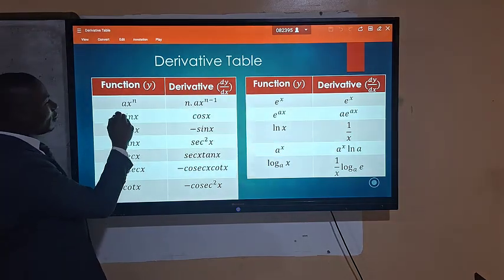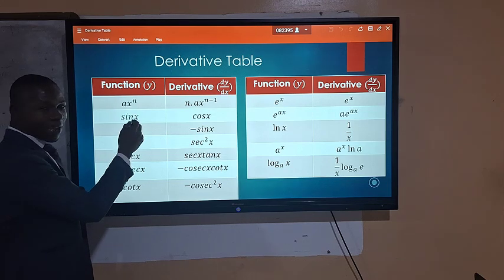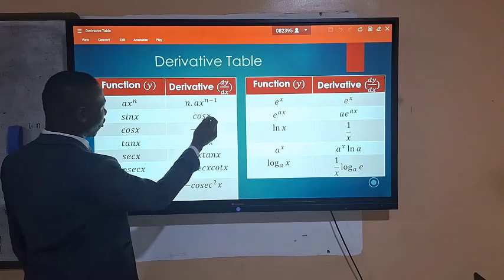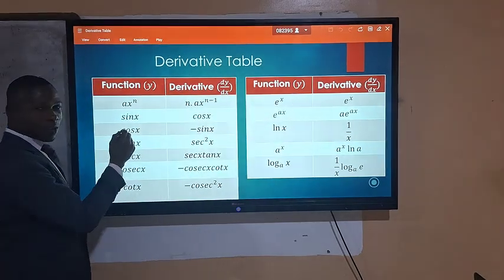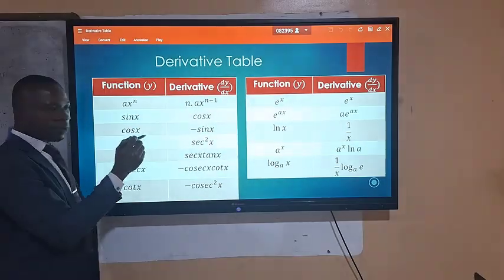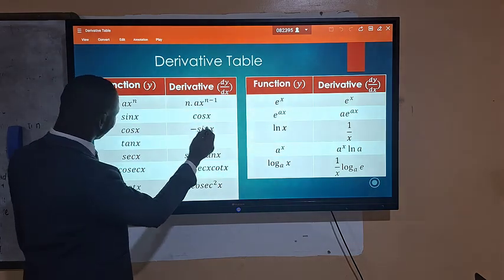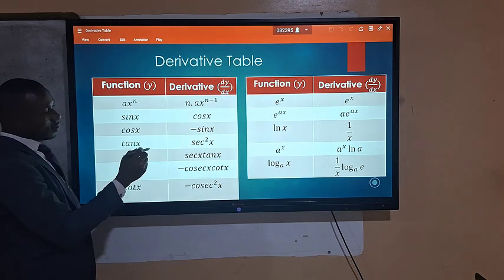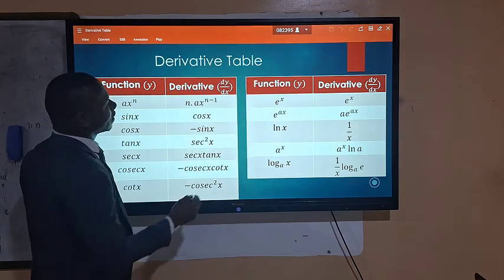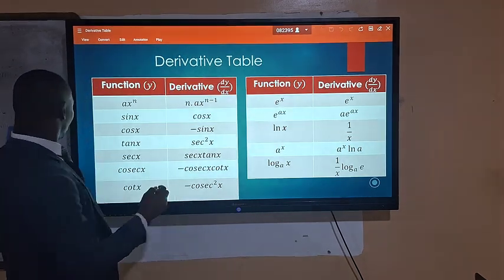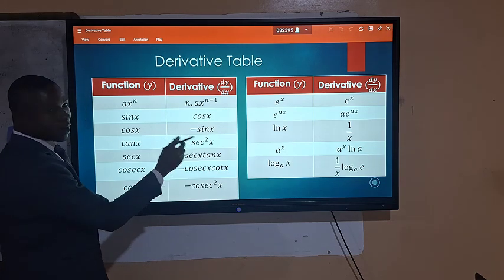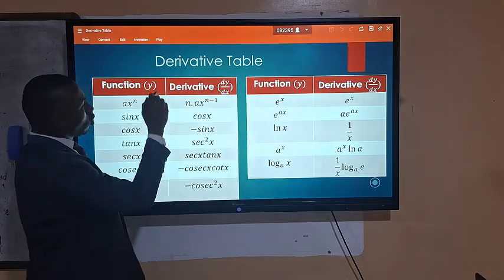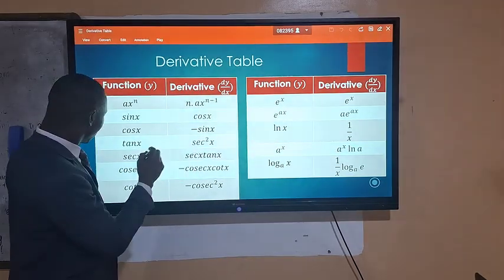So when you are given the function sine x, for instance, if you differentiate sine x, you're going to get cos x. If you differentiate cos x, what you get is minus sine x. When you differentiate tan x, you have sec square x. Okay, I know some of you may be seeing this sec function for the first time. Sec simply means 1 over cos.